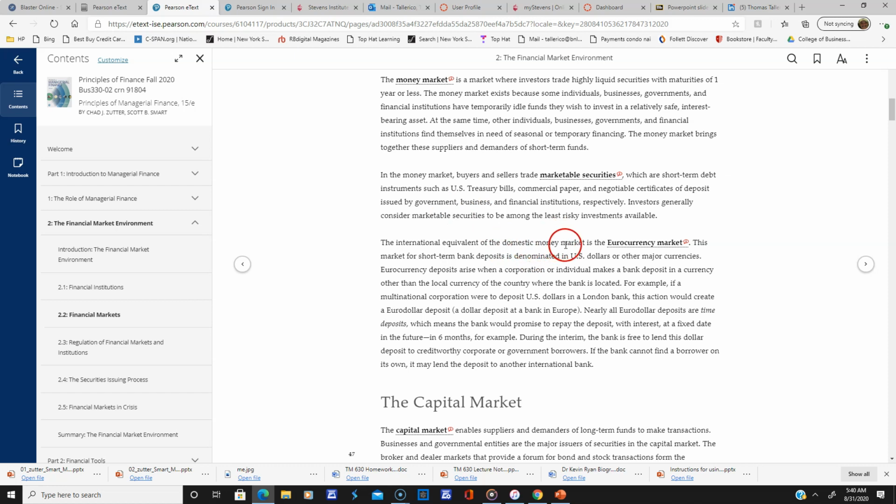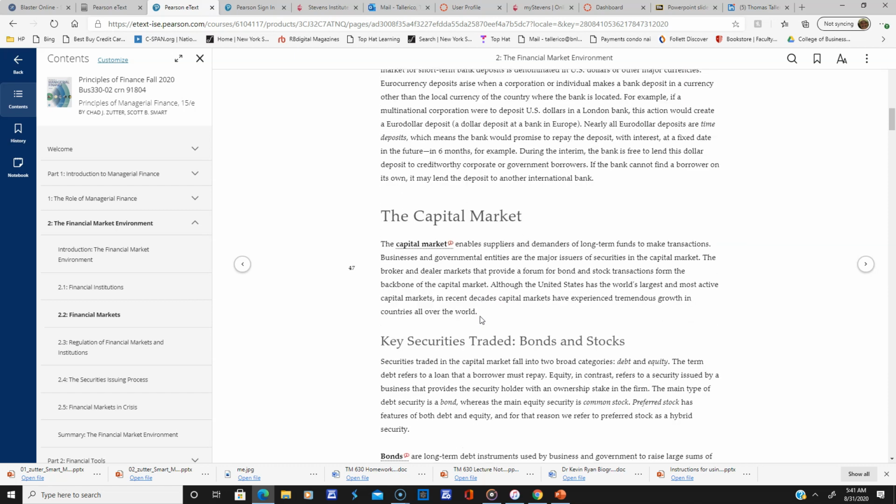There's an international equivalent of the money market, and it's called the euro currency market. These things are clickable, and of course you can go to YouTube and there are videos on all of these. So this is basically the international equivalent of the domestic money market, and the deposits are in U.S. dollars or other major currencies. So you should read this. If a multinational corporation were to deposit U.S. dollars in a London bank, this action would create a euro dollar deposit, okay?